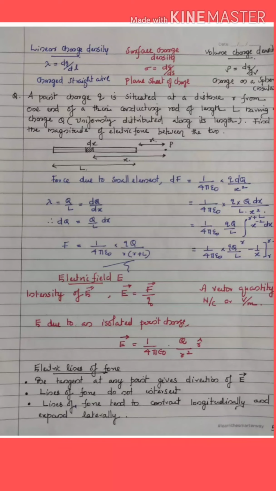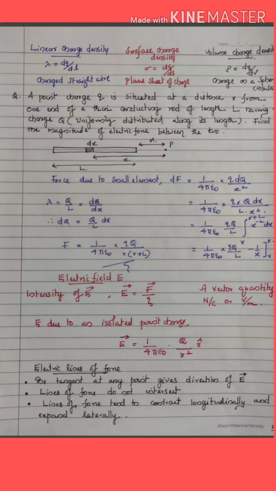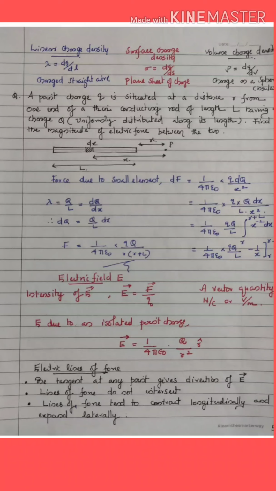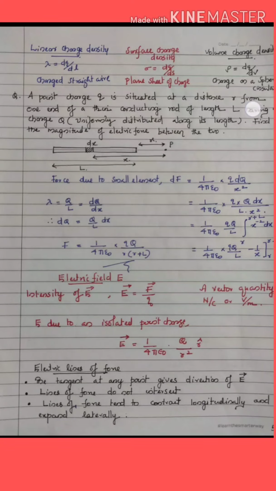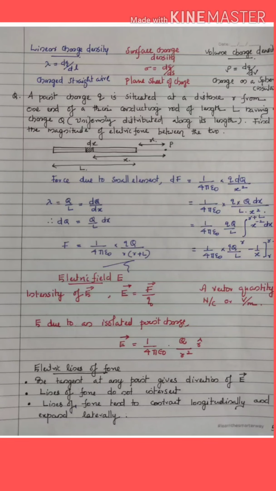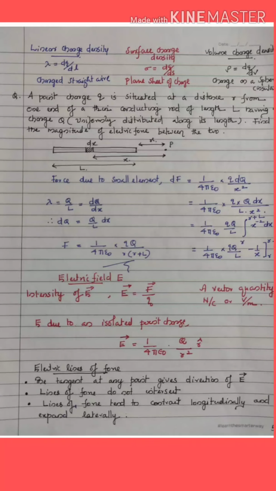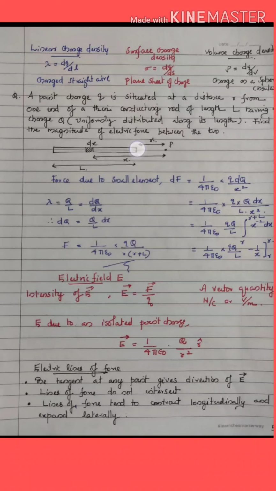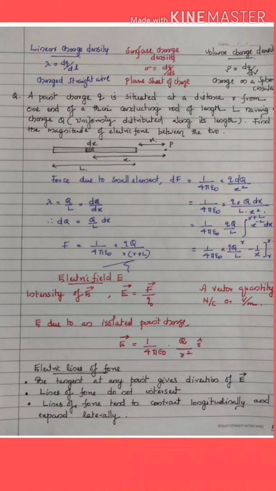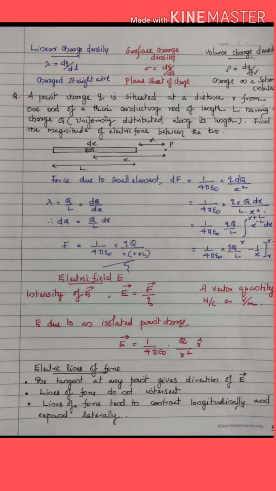See a very important concept, a problematic situation. A point charge Q is situated at a distance r from one end of a thin conducting rod of length capital L, having a charge capital Q uniformly distributed along its length. Then find the magnitude of the electric force between the two. So here is an extended rod of length L, and the point P is at a separation small r from one of the ends.